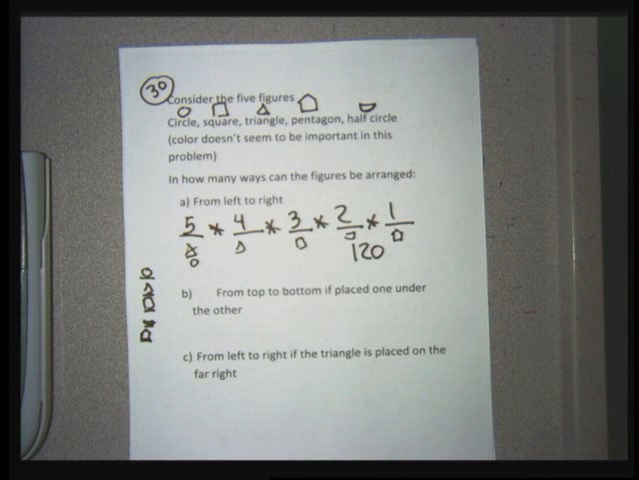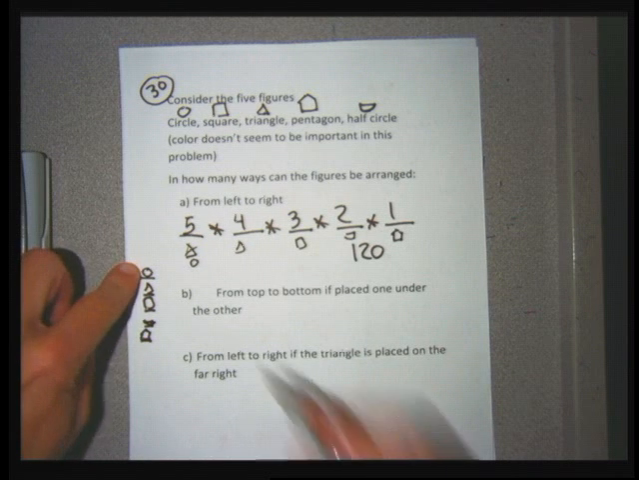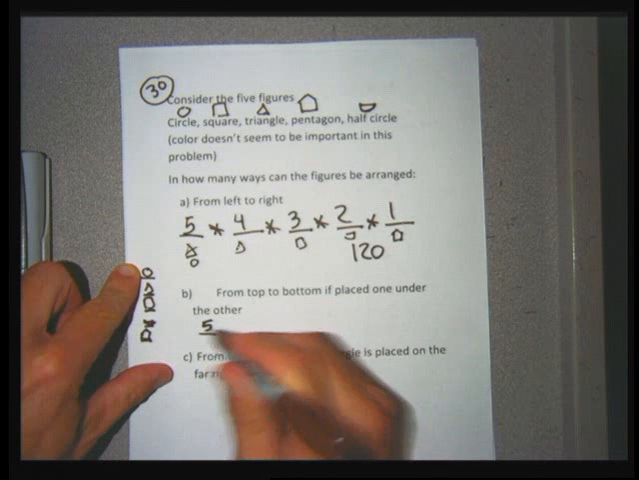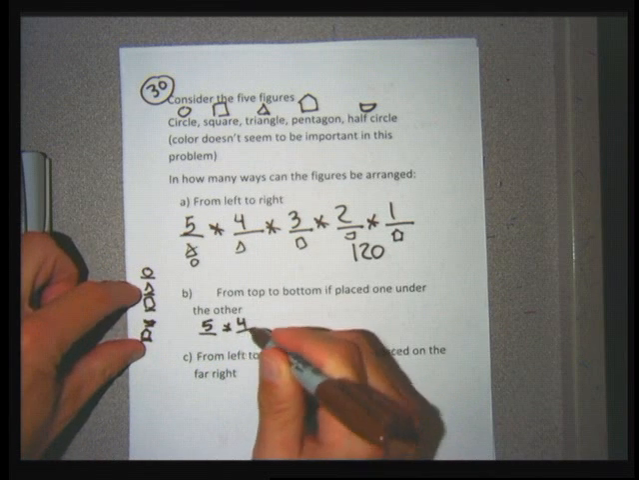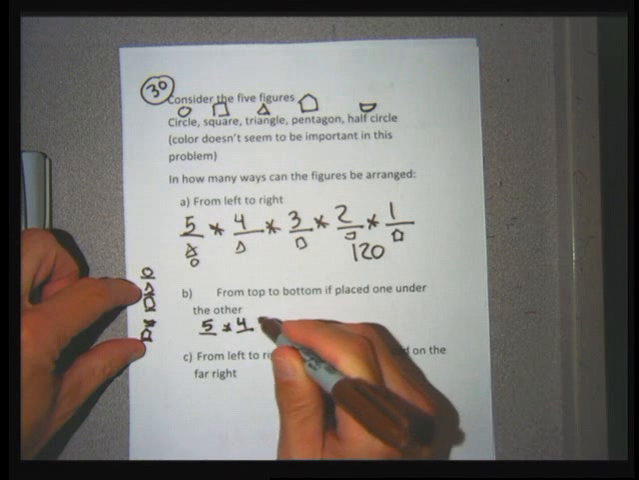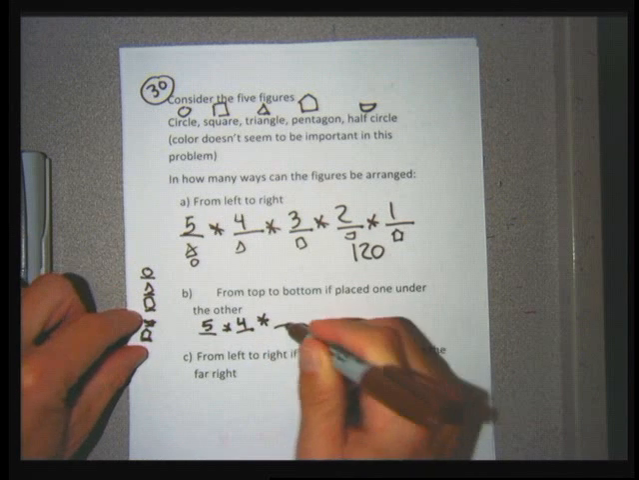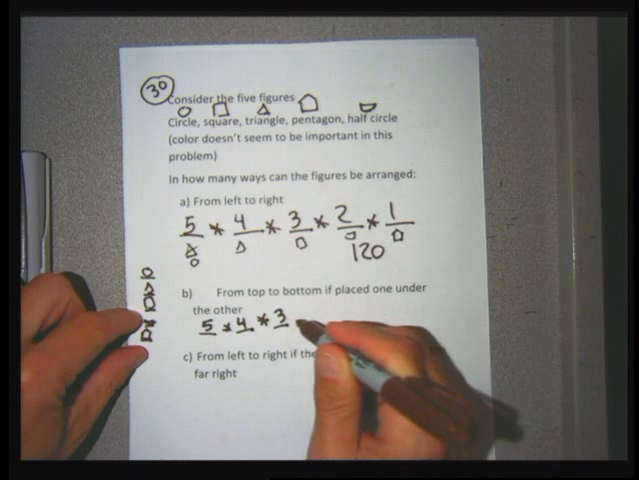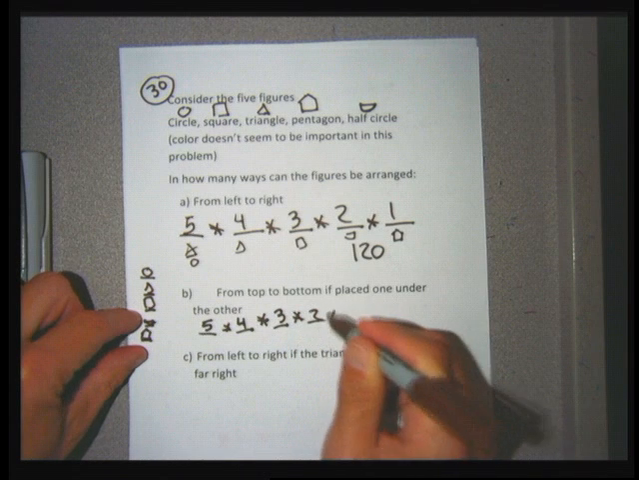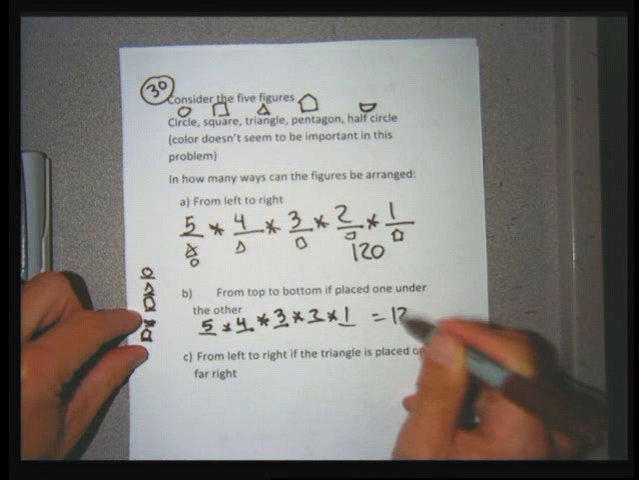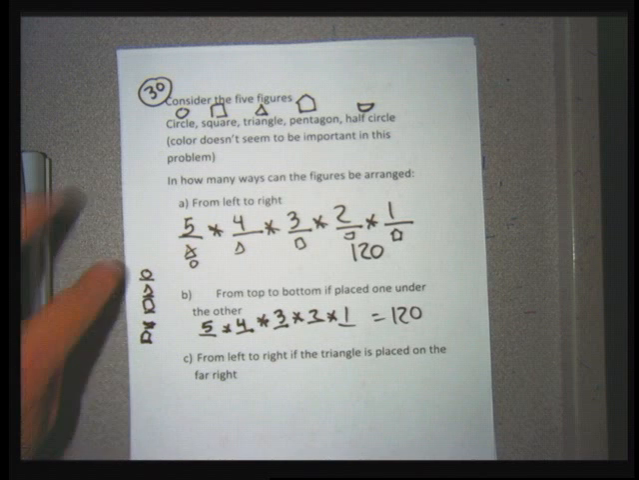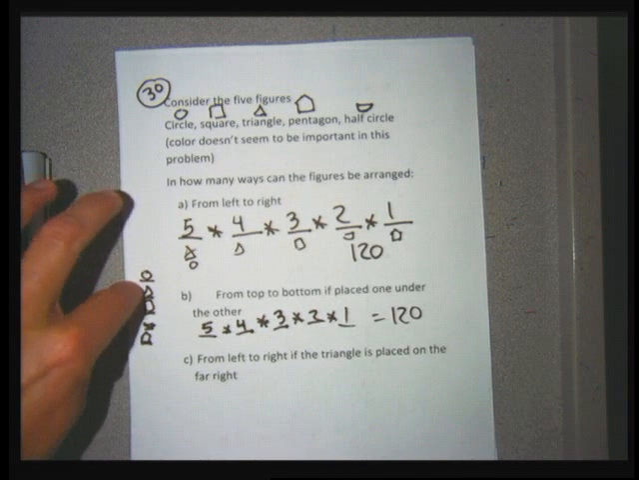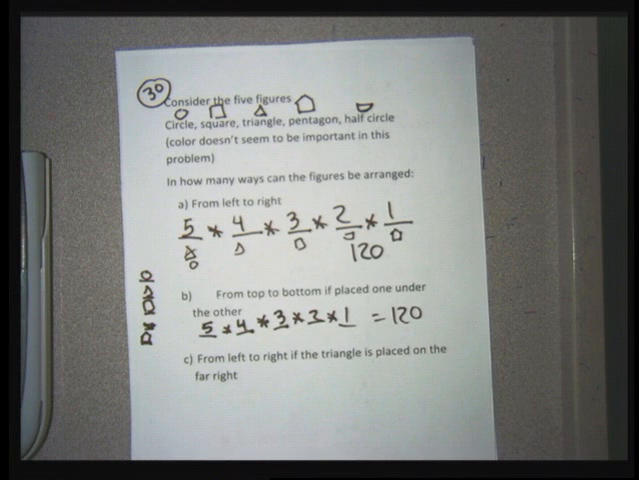The answer for this problem, there's 5 figures to choose from for the top figure. And then once I pick the top figure, I can't pick it again. So there's 4 figures to choose from in second place. And then in the third position, third from the top, there's 3, and then 2, and then 1. And I get the same 120 different ways I can place them. So placing them left to right isn't any different than placing them top to bottom. There's still 5 choices for the first, 4 for the second, 3 for the third, and so forth.